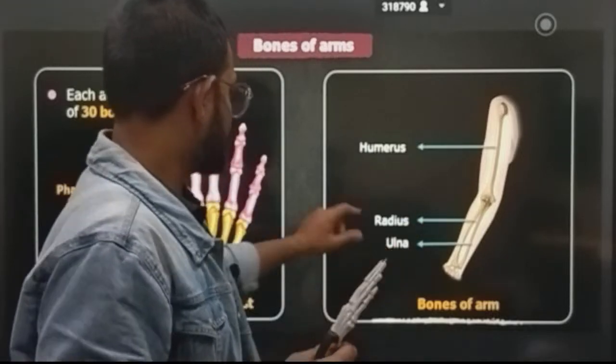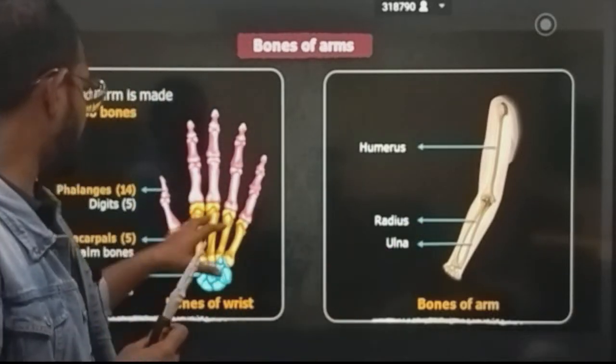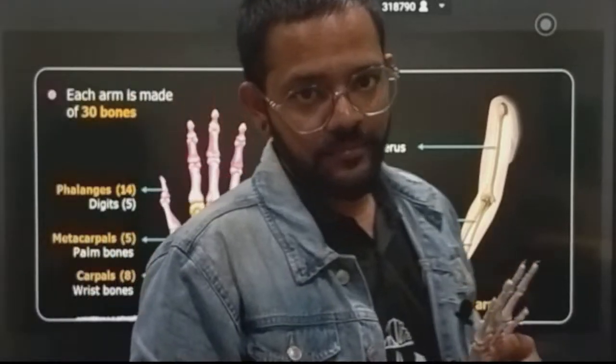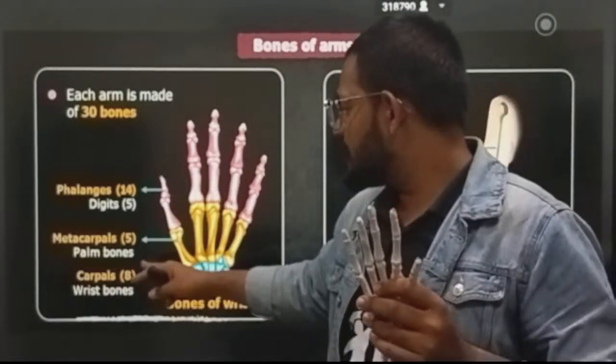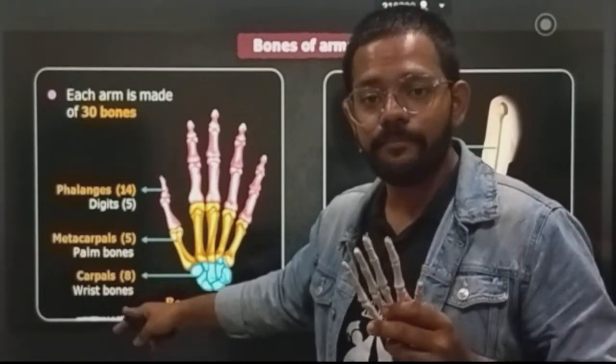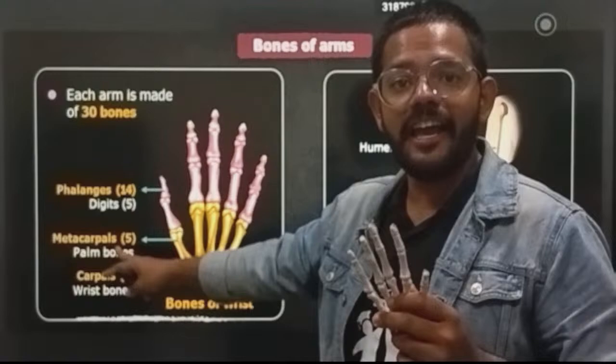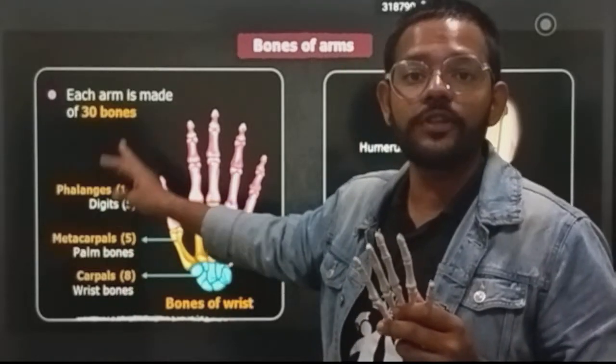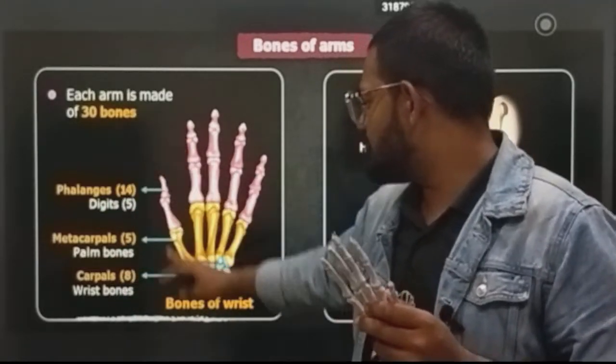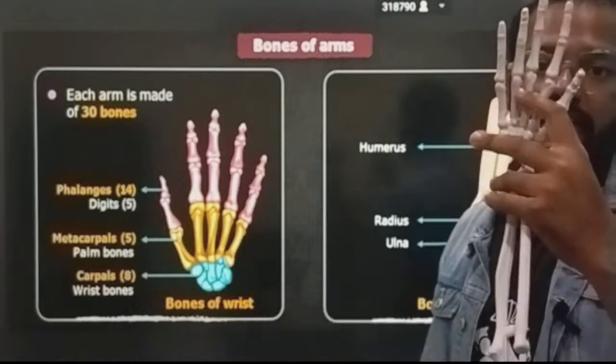Second thing, these are the bones of your arm. Next we have bones of the wrist. The bones of the wrist start from carpals, which are 8 in number, then we have metacarpals, 5 in number, then phalanges, 14 in number, and these form your bones of the wrist.